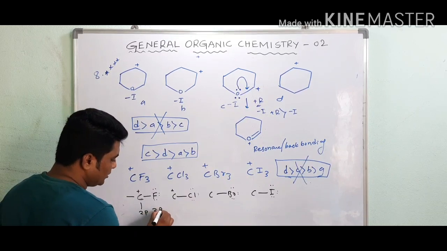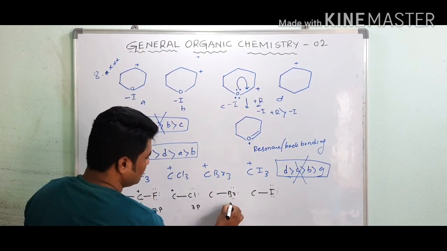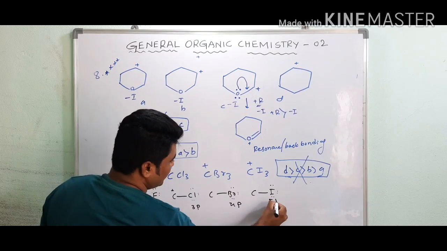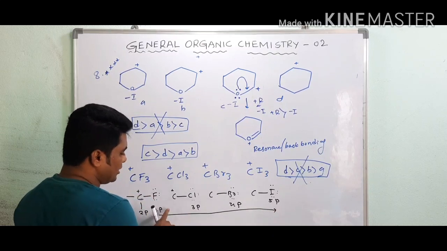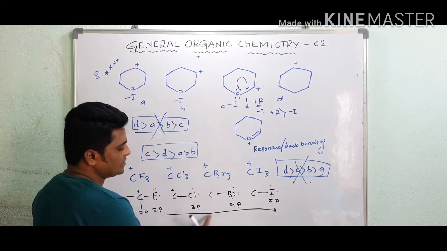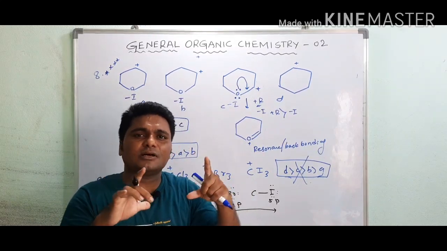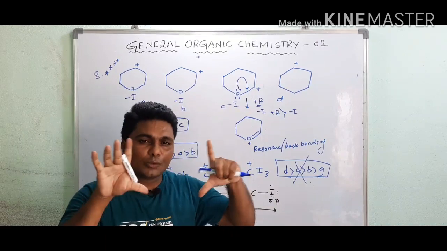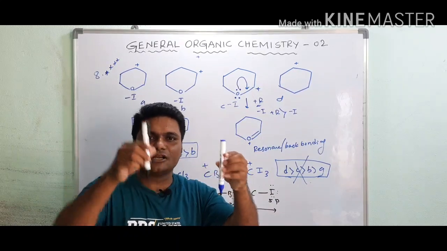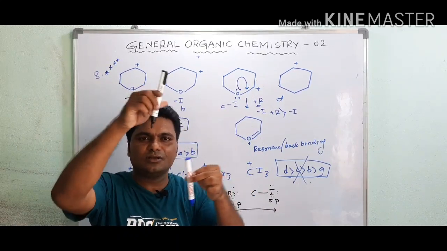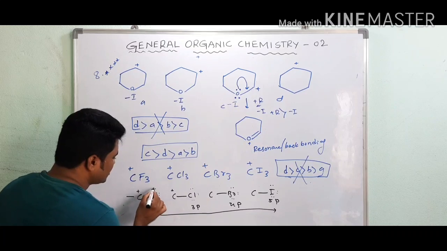See, this is the 2p orbital. This is atomic number 17, this is the 3p orbital. Bromine is 4p orbital, and this is 5p orbital. See, from fluorine to iodine, the orbital size increases. It means the extent of overlapping decreases. Maximum overlap takes place when the orbital size is the same; then delocalization easily takes place. Otherwise, if one is bigger and one is smaller, proper delocalization does not take place. Okay. Now see, with the 2p orbital, delocalization will take place.